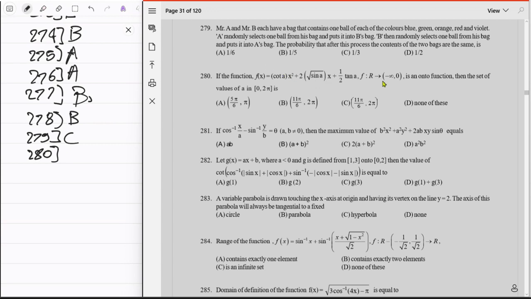If this function is an onto function, what are the values of a in 0 to pi? This is weird because 0 is not inclusive, so how can I do this? At x equal to 0, what will happen? Like half tan of a. At x equal to 0 there is only a single point, right? Then what should happen?